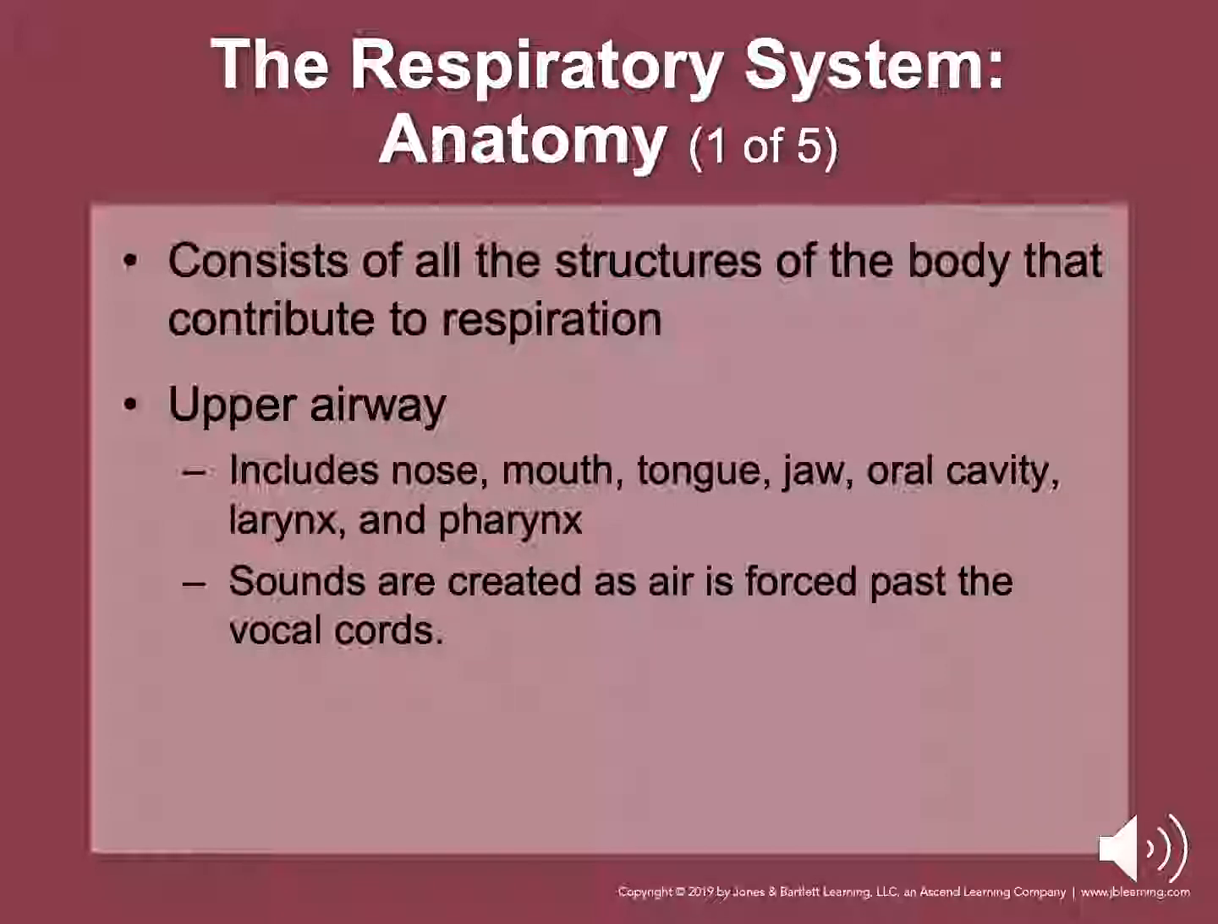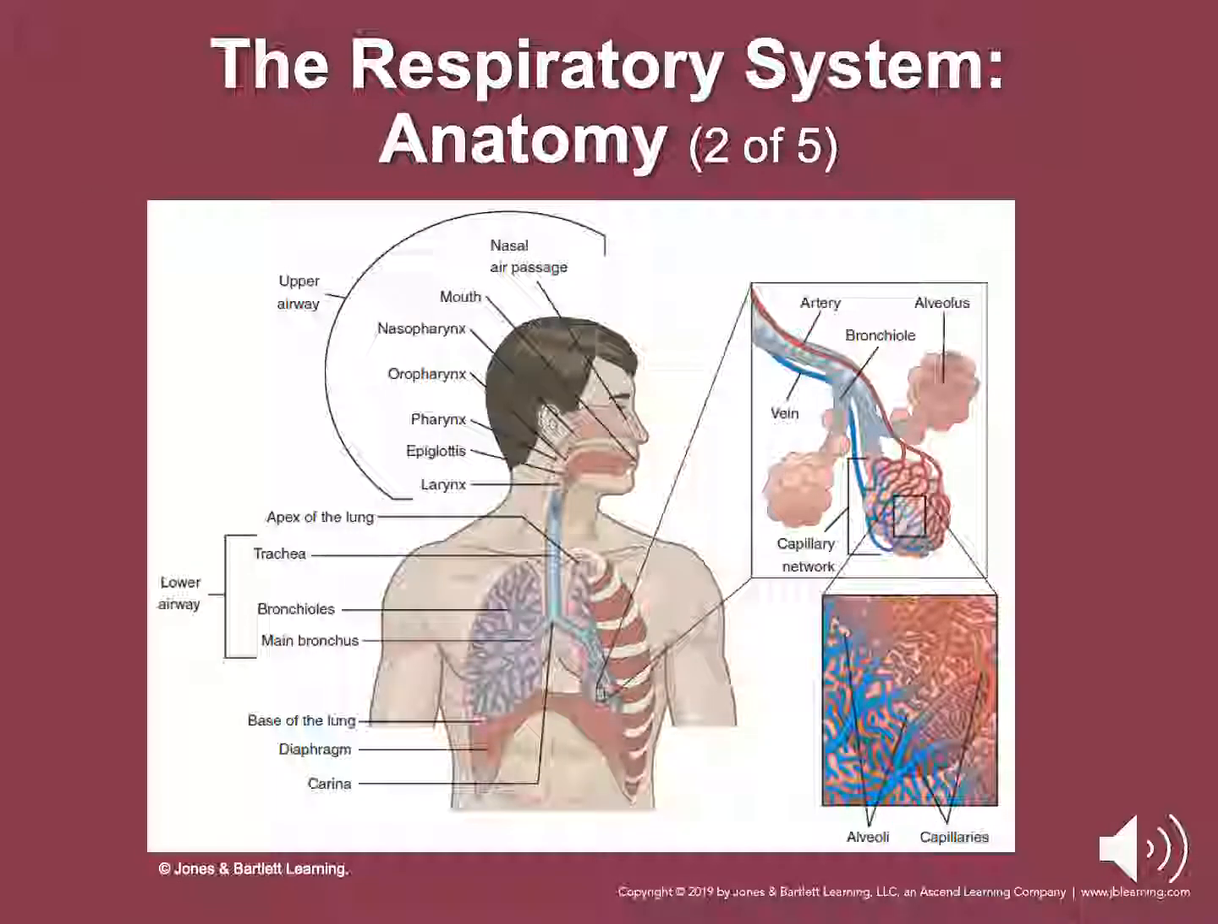The nostril leads to the nasopharynx. The esophagus and trachea are located at the bottom of the pharynx. The epiglottis is the leaf-shaped valve that prevents food and liquid from entering the trachea. We'll talk about that, especially in pediatric patients. Thyroid cartilage is the anterior part of the larynx, and sounds are created as air is forced past the vocal cord. Right, the lower airway contains the trachea, bronchial tree, alveoli, and lungs.